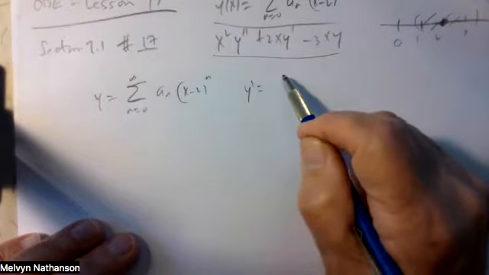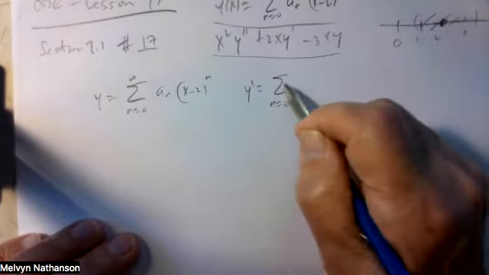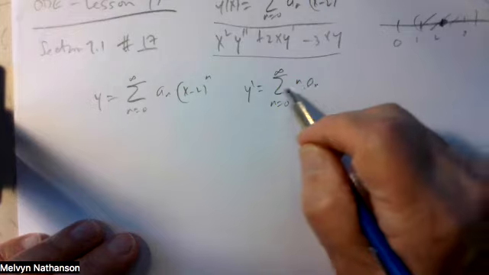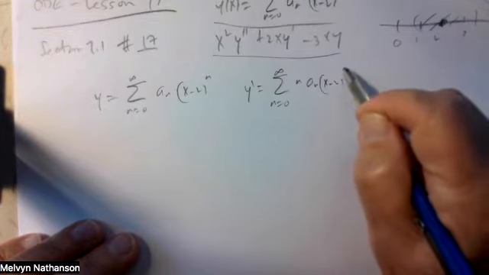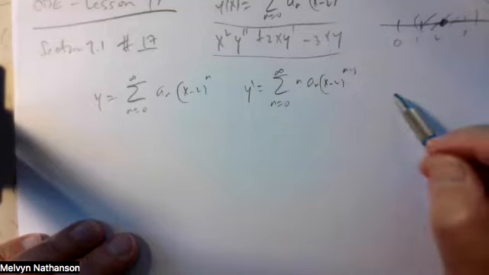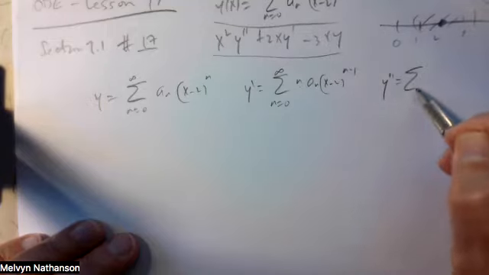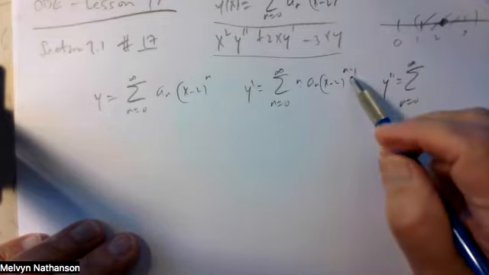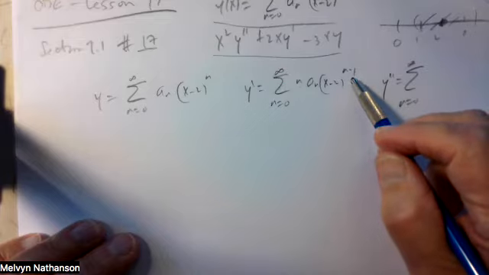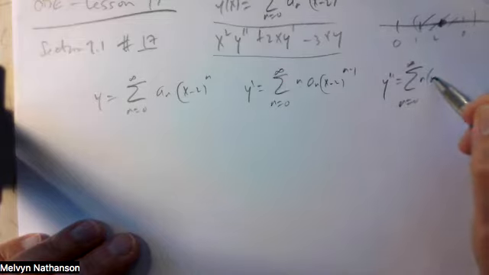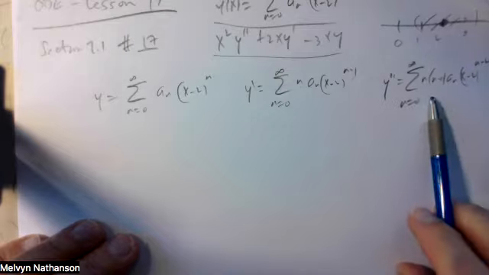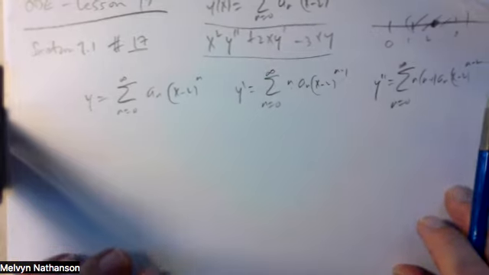So y prime, if you differentiate, you're allowed to differentiate term by term. And the derivative of x minus 2 to the n, the a sub n is a constant, is n, x minus 2 to the n minus 1. And y double prime, you differentiate again. The derivative of x minus 2 to the n minus 1 is n minus 1, x minus 2 to the n minus 2. So we have n, n minus 1, a sub n, x minus 2 to the n minus 2, right? Any questions about this so far?